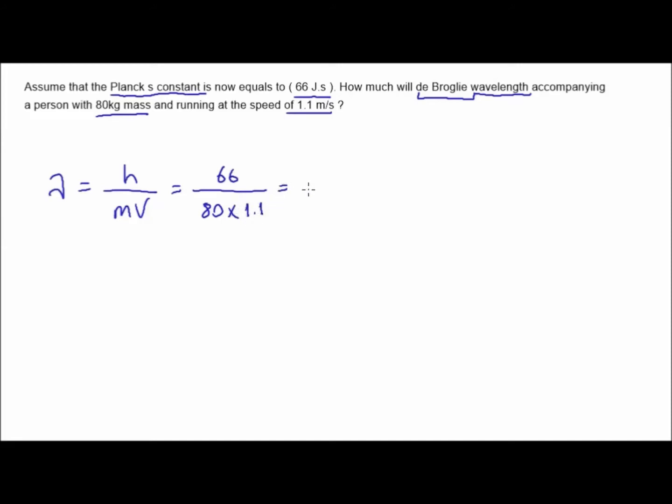The question says assume the Planck constant is 66, the mass is 80 and the speed is 1.1, and what is the de Broglie wavelength? De Broglie wavelength is equal to h over mv, and in this question h, the Planck constant, is given as 66, over m, which is 80, times speed 1.1, and it's equal to 0.75 meters.